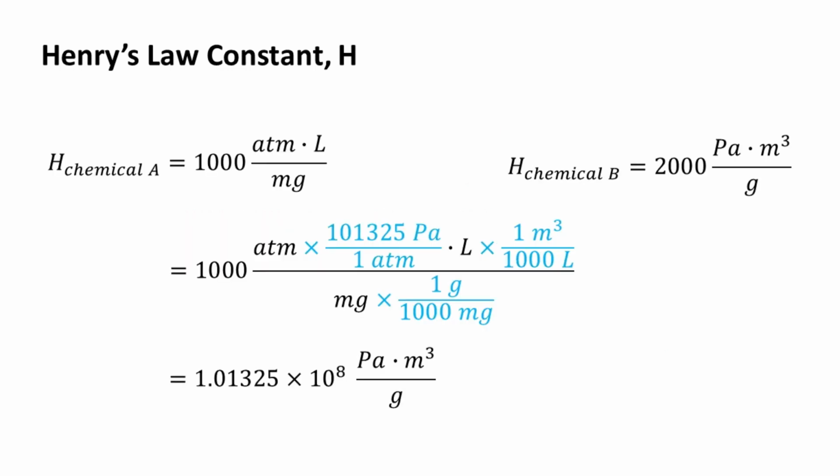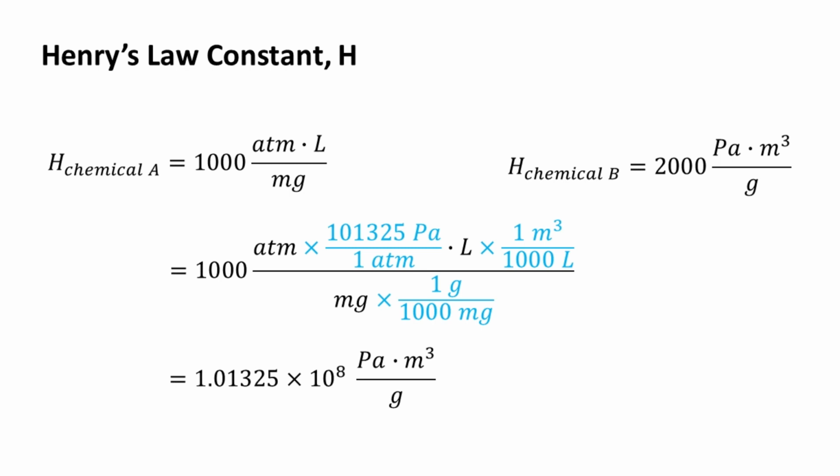For example, chemical A has a Henry's law constant of 1000 atm liter per milligram, and chemical B has a Henry's law constant of 2000 Pascal cubic meter per gram, both derived under 20 degrees Celsius. Which chemical has a higher volatility? For the comparison, let's convert the unit of atm liter per milligram into Pascal cubic meter per gram. Note that 1 atm equals 101,325 Pascal, 1,000 liters equal 1 cubic meter, and 1,000 milligrams equal 1 gram.